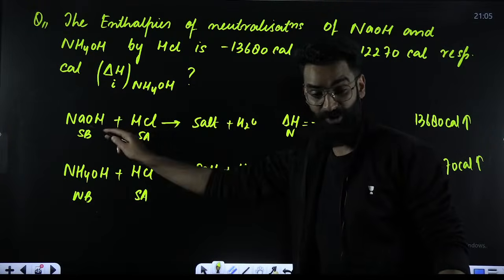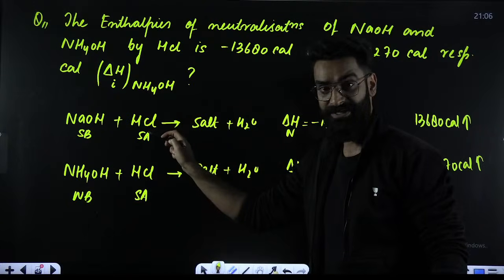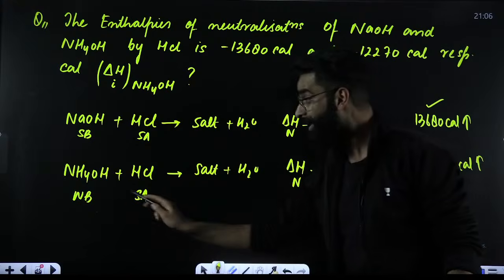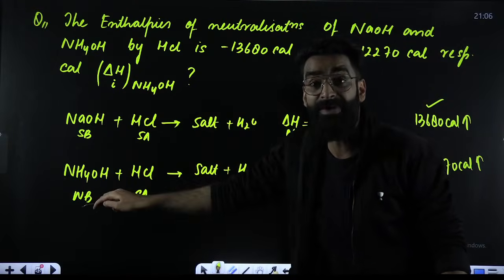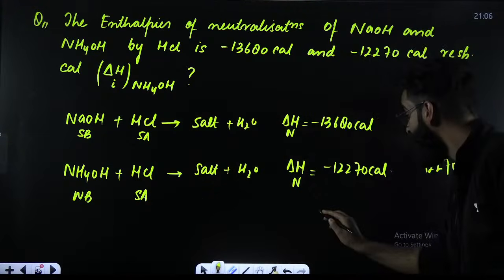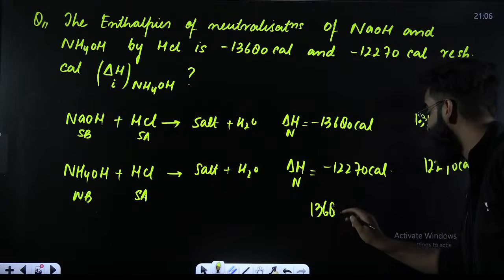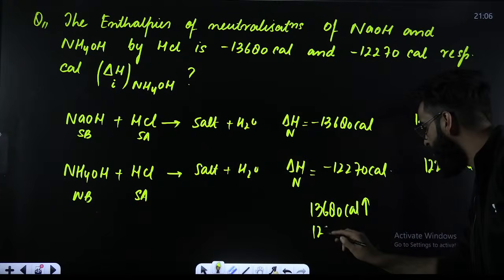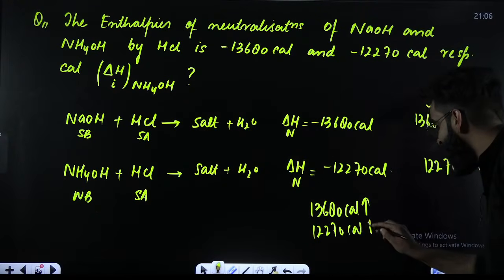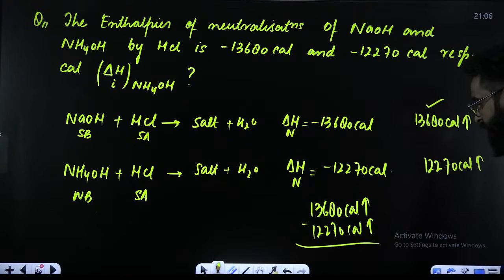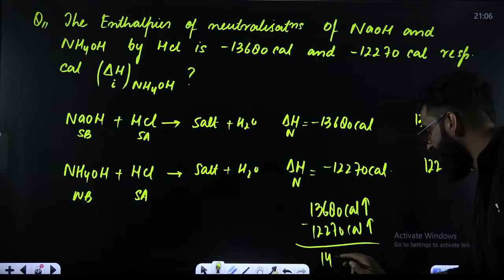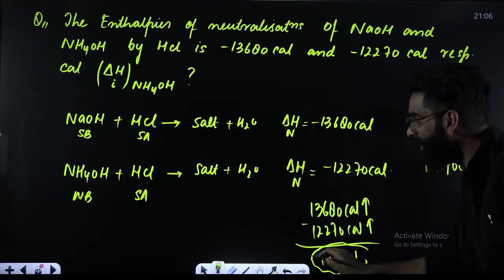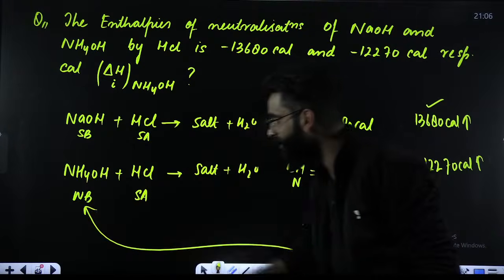This was the strong acid, strong base case. How much heat was released here? 13680. Now this is strong acid, weak base. How much should have been released? 13680 calories of heat should have been released. But how much is getting released? 12270 calories of heat is getting released. If you take the difference of the two, 1410 calories. This much amount of heat would have got utilized to ionize the weak component.